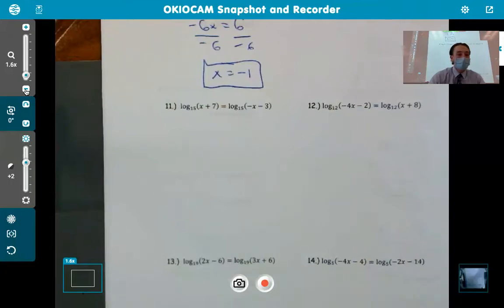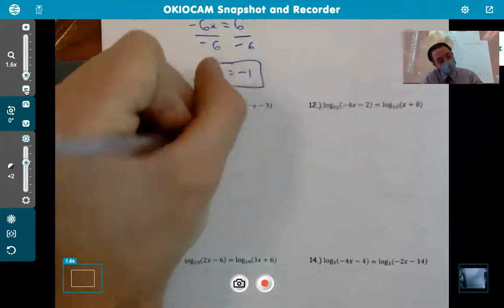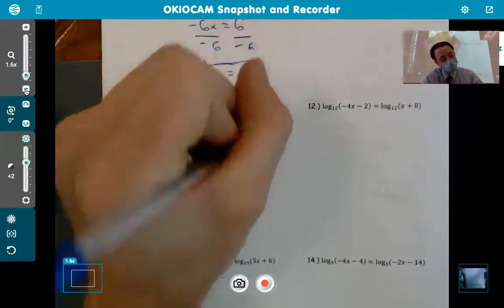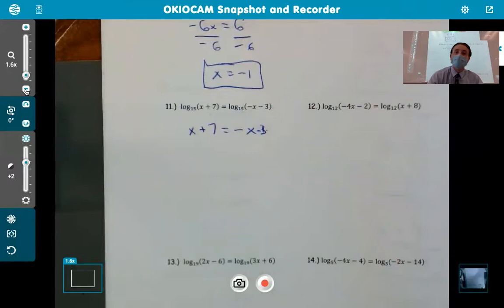What should I do to start this problem for number 11? I have log base 15 of x plus 7 equals log base 15 of negative x minus 3. What should I do on both sides? Or what can I do? X plus 7 equals negative x minus 3. Good. Every time you'll have either a linear or quadratic equation, which is what we're going to see in the next example. And for this, what should I do? How would I solve this?